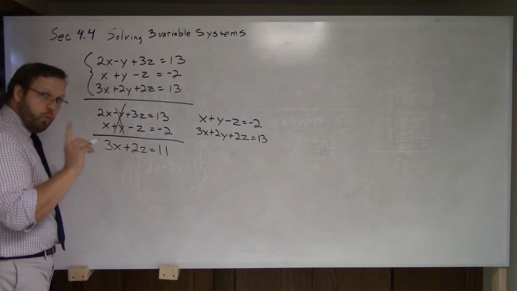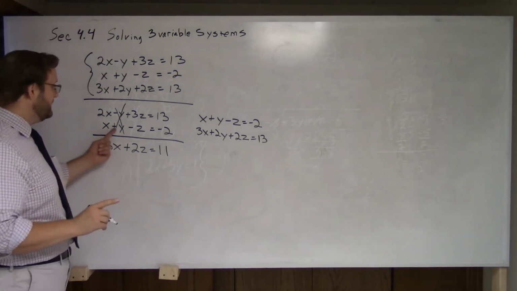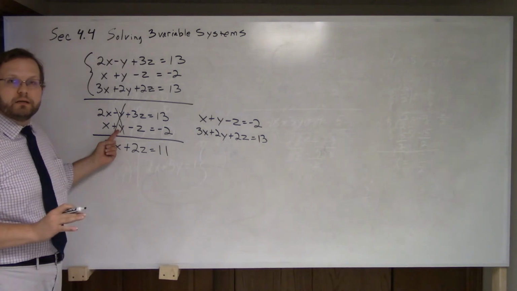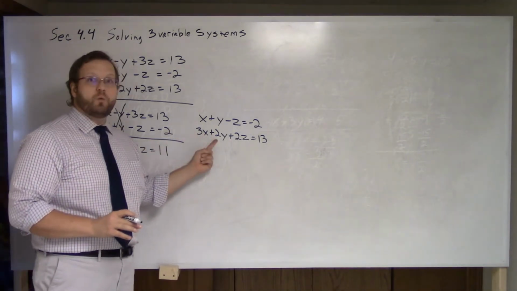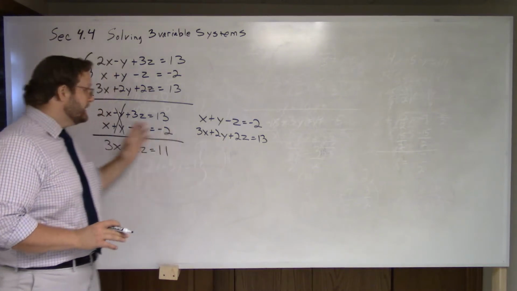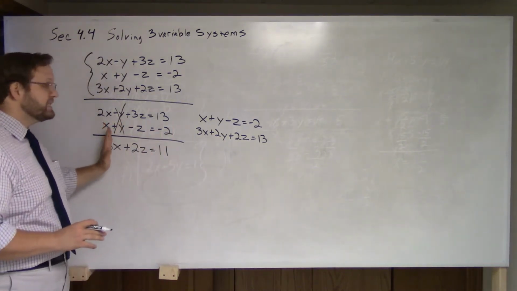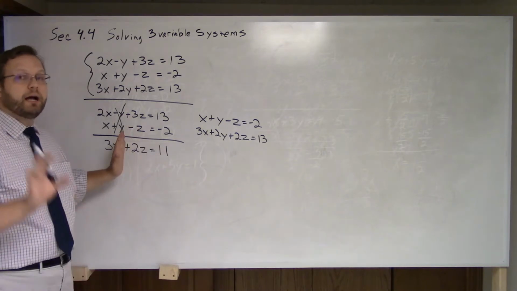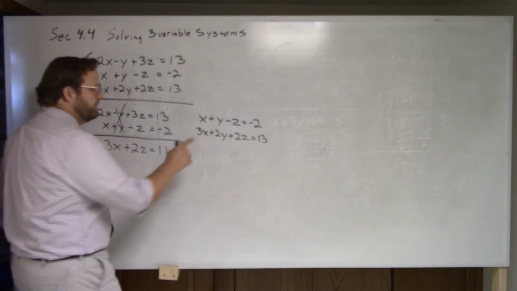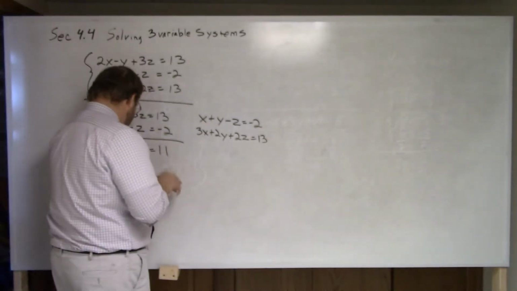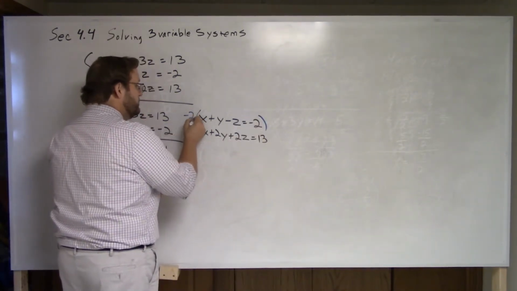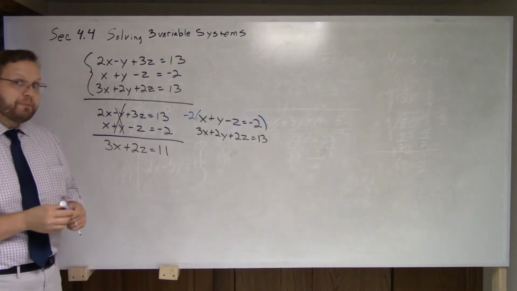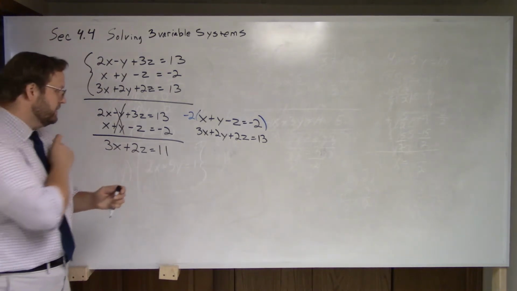Now, what is important here? I eliminated the y because it was easy. But if I eliminate the y here, I have to eliminate the y here. It doesn't matter which variable you eliminate, but it has to be the same variable in each pair. I'll explain why in a minute. So if I want these y's to eliminate, I need to multiply this top equation by a negative 2. Remember, they have to be opposites, so that's why I have to throw a negative in there.